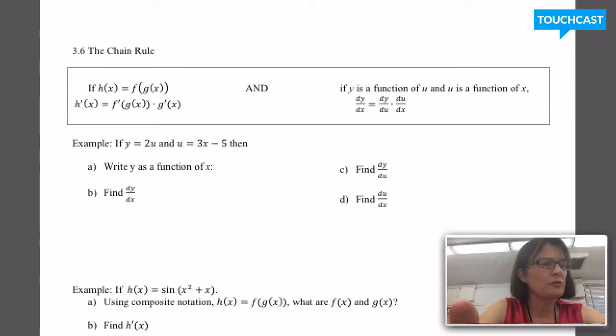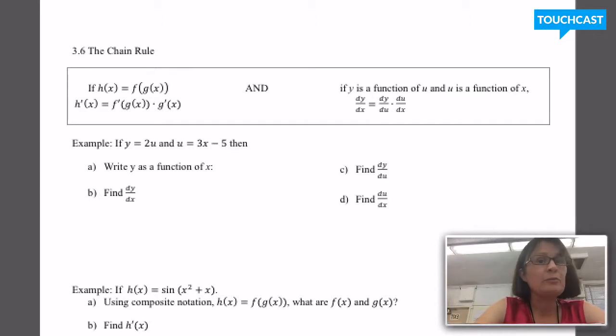So here's another way that the chain rule shows up. If I want to take the derivative of a function with respect to a variable that isn't in the function, I can use the chain rule to do this. The way this is written up here, the top right of your page: if I want to find the derivative of y with respect to x, but y isn't a function of x, y is a function of some other variable, in this case u, I can find the derivative of y with respect to x by finding the derivative of y with respect to u and multiplying by the derivative of the function u with respect to x.